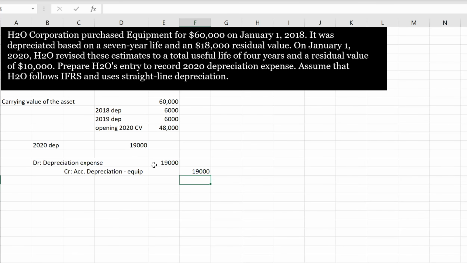And here we were specifically asked to calculate 2020 depreciation expense. So we needed to figure out what the original carrying value of the asset was, what our remaining useful life was, and do some math to figure out that our current depreciation expense for 2020 would have been $19,000 and record the journal entry for that.